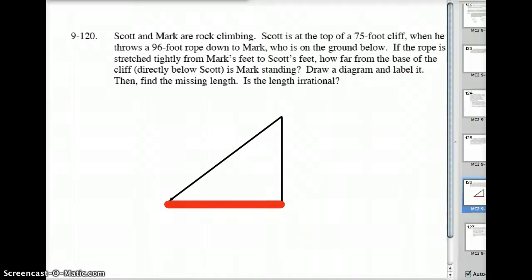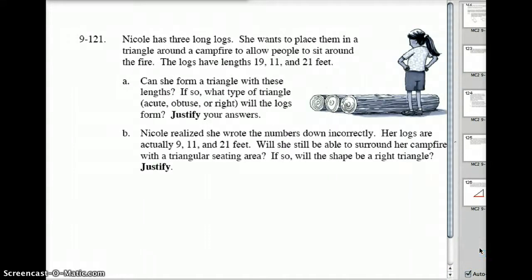Finally, we move on to the very last problem. We've got 3 logs. Those log lengths are 19, 11, and 21. I want you to take those logs, put them together, and tell me whether that makes a Pythagorean theorem. Then, another girl, or no, it's still the same girl, has logs that are 9, 11, and 21. I need you to tell me if those 3 logs make a right triangle. So you're going to tell me if these 3 make a right triangle and if these 3 make a right triangle. So you're doing 2 problems here in 1.